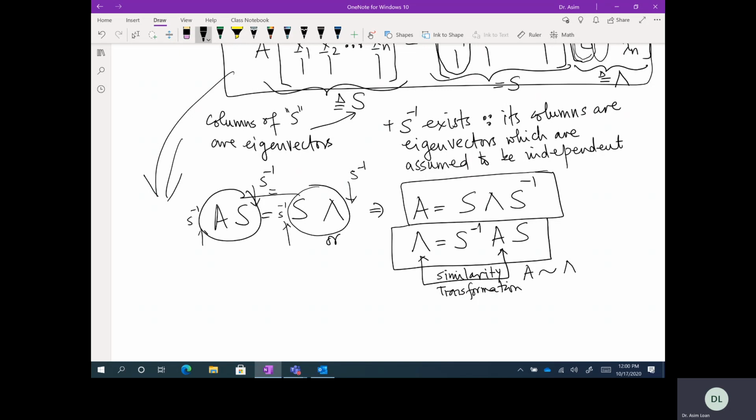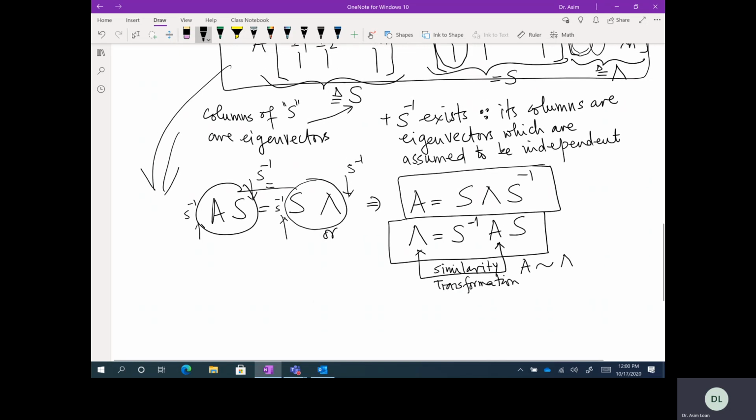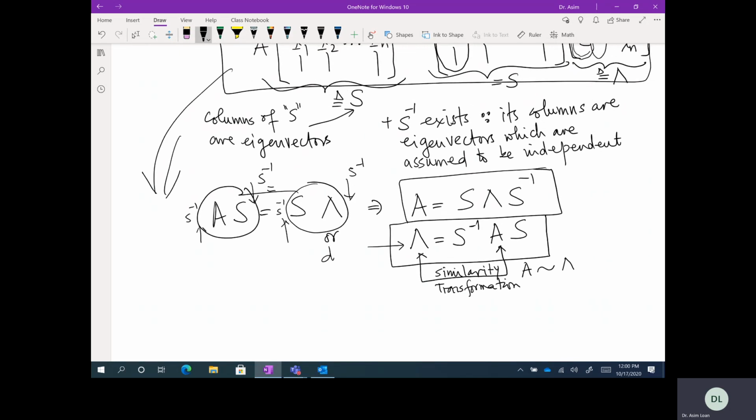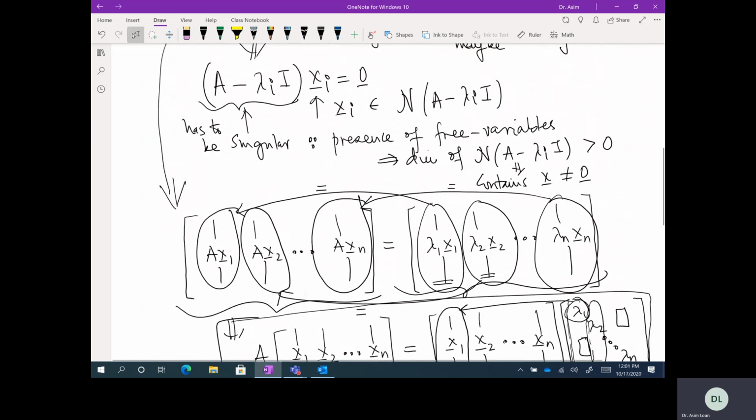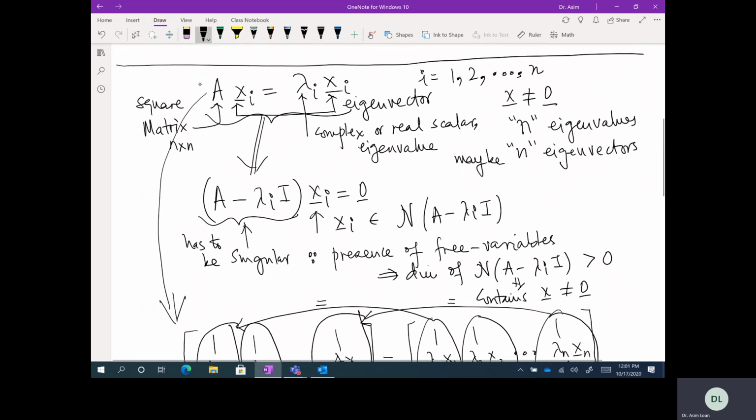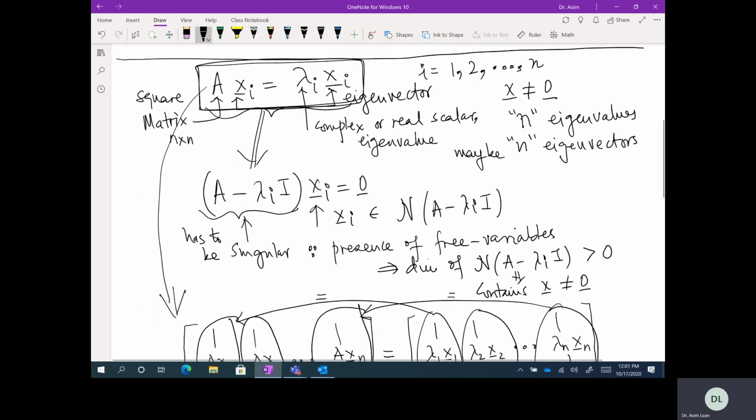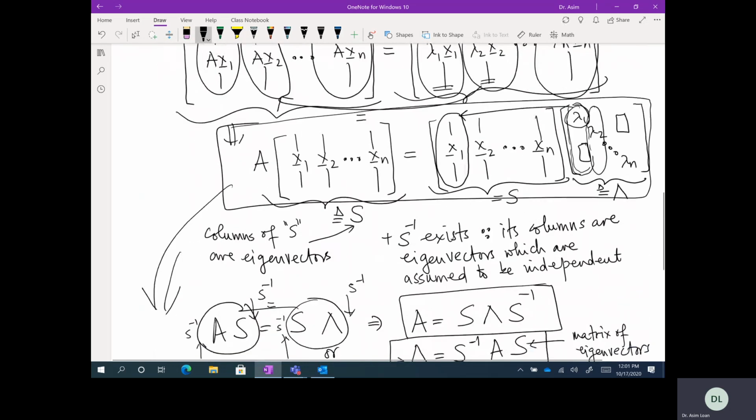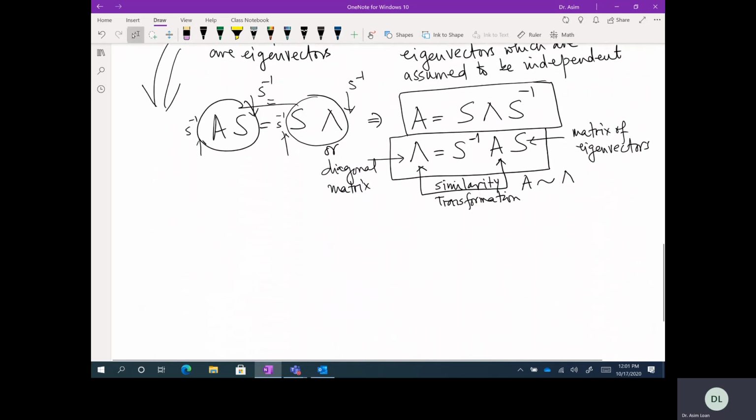Just to remind you, A can be diagonalized only if S is a matrix of eigenvectors. Otherwise you cannot, because this comes from the eigenvalue equation, which is only satisfied by the eigenvectors. So any vector that satisfies this equation is called an eigenvector, and obviously only those vectors can actually diagonalize this matrix A.